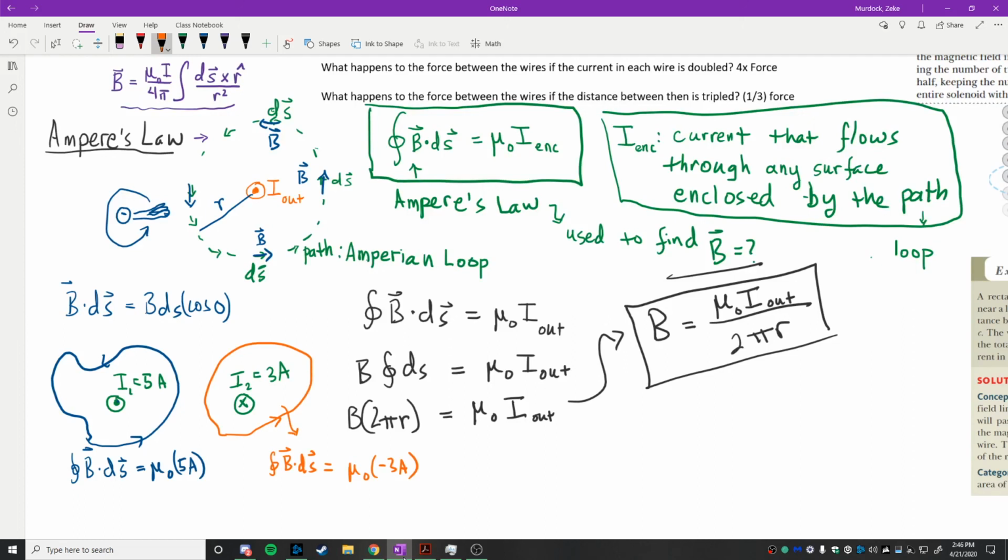Okay, so when the direction of your loop is the same as the direction of your ds vector, in this case ds points like this, and the magnetic field points in the same direction, then you get a positive, and if they're opposite directions, you get a negative, okay? And so maybe you can tell me if any of that made any sense to you guys, I don't know.